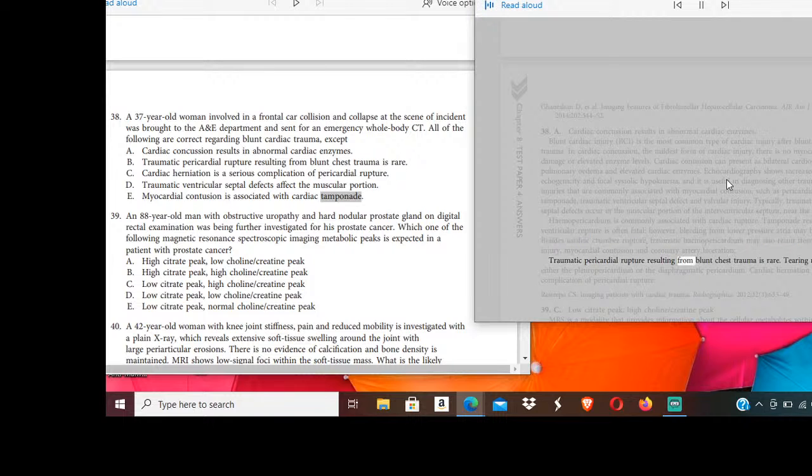Traumatic pericardial rupture resulting from blunt chest trauma is rare. Tearing may involve either the pleuropericardium or the diaphragmatic pericardium. Cardiac herniation is a serious complication of pericardial rupture.